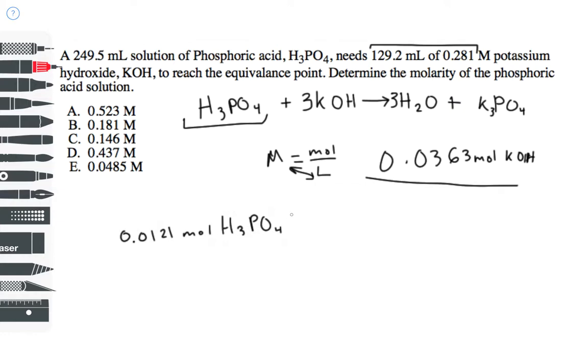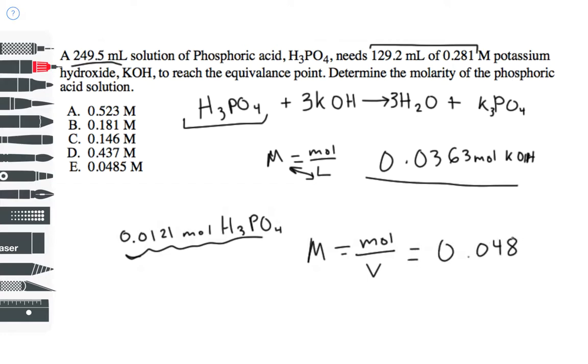Now that we have the moles, we plug it into this equation, and we already have the volume. It's given right here. So you divide this number by the volume on the bottom: 0.0121 divided by 0.2495. Notice I converted this into liters. Once you divide those two numbers, you get 0.0485 molar. That should be your answer, and it's right here. That is E.